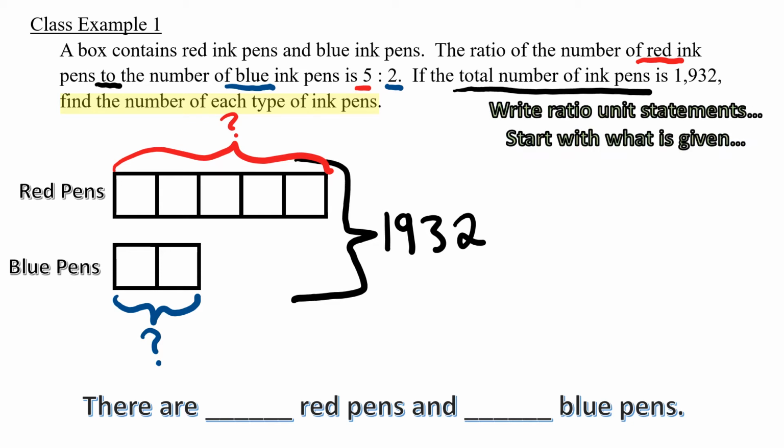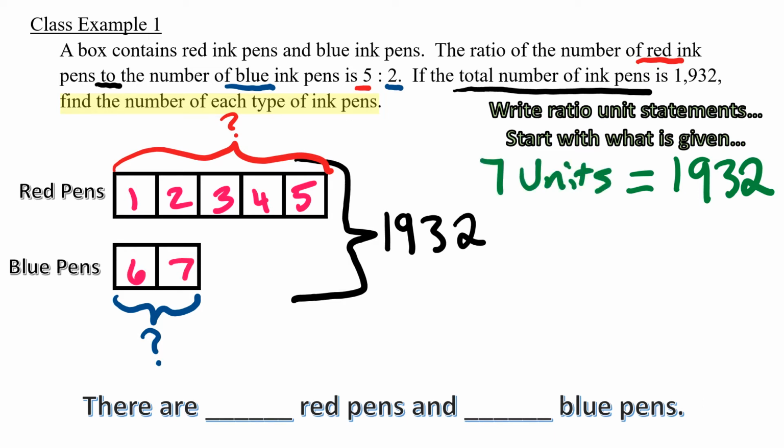Next, you want to write the ratio unit statement. So we kind of introduced this earlier, but now we're actually requiring you to do it because it's a very good strategy for solving this type of problem. So basically, you want to start off with the thing that is given. We are given that 1932 is equivalent to a certain number of units. So if we count those units up, 1, 2, 3, 4, 5, 6, 7, we see that that is worth 7 units. So that's called our given information. We know that 7 units, all 7 boxes combined, is equivalent to 1932.